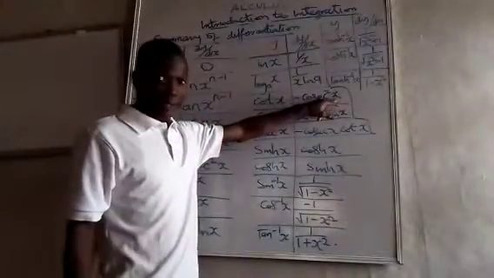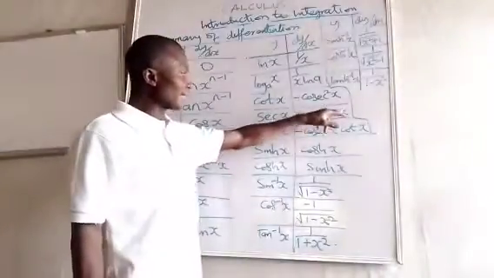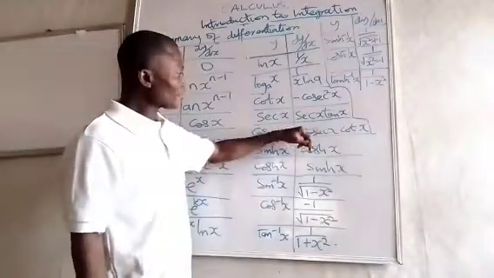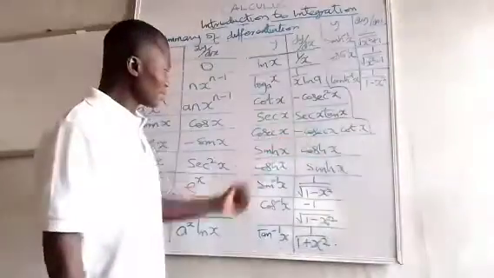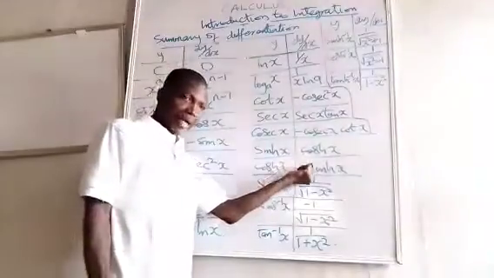The derivative of cot x is minus cosec squared x. For sec x, it is sec x tan x. For cosec x, it is minus cosec x cot x. The differentiation of sin x is cos x, and for cos x it is minus sin x.